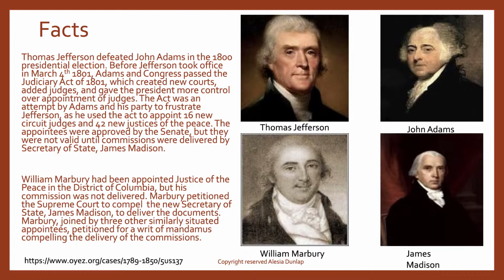The appointees were appointed by the Senate, but they were not valid until commissions were delivered by Secretary of State James Madison. William Marbury had been appointed Justice of the Peace in the District of Columbia, but his commission was not delivered. Marbury petitioned the Supreme Court to compel the new Secretary of State, James Madison, to deliver the documents. Marbury, joined by 3 other similarly situated appointees, petitioned for a writ of mandamus, compelling the delivery of the commissions.